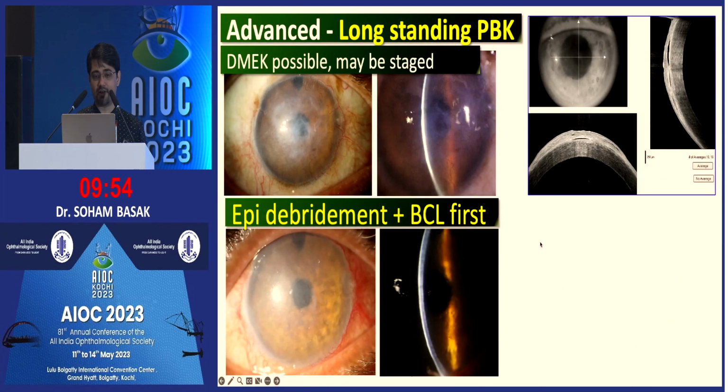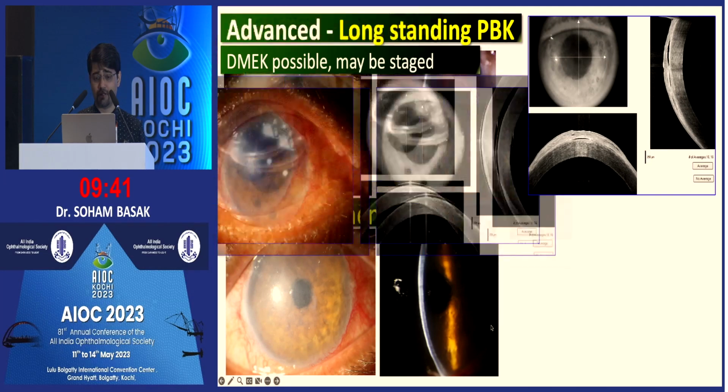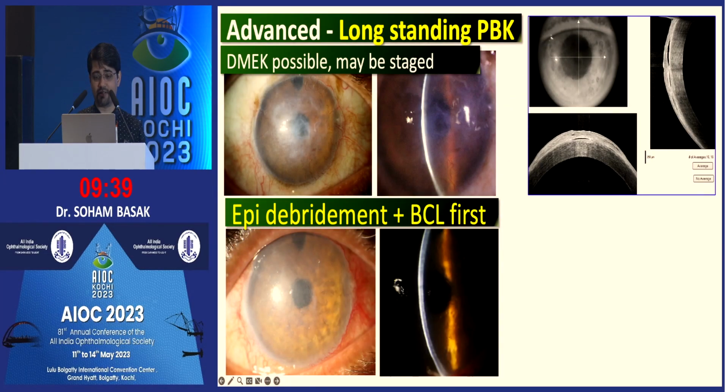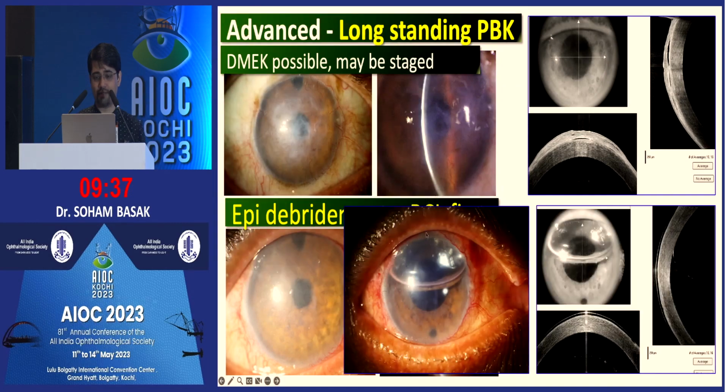In very advanced and long-standing PBKs, DMEK might be possible. Initially, you might think that the visibility is too poor to do a DMEK. So you can do a two-stage, do an epithelial debridement and a BCL first. This improves your intra-op visibility tremendously. And then you can go for DMEK as a second stage procedure.